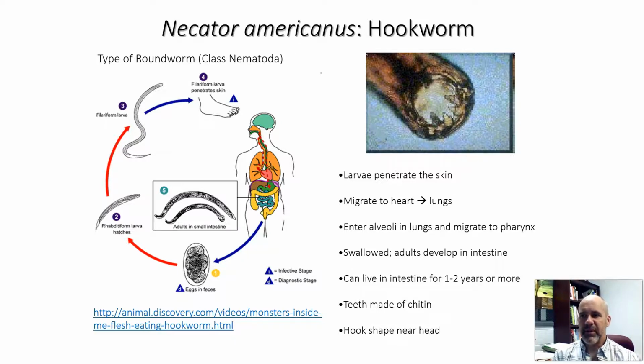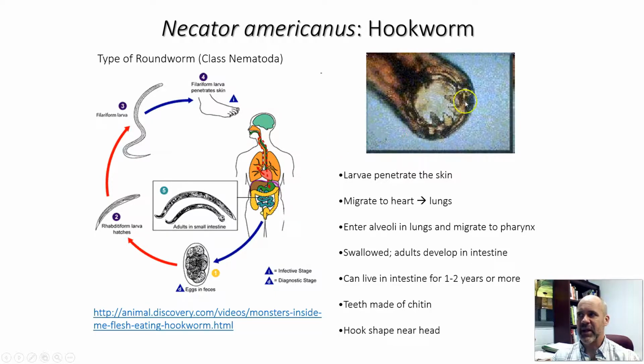All right, another type of roundworm is Necator americanus. So it's a roundworm. It's going to be in the class Nematoda, a type of nematode. It's where all of your roundworms are grouped. And so hookworms, these too have a little hook at the neck area. I guess you would call it the neck, around the mouth.